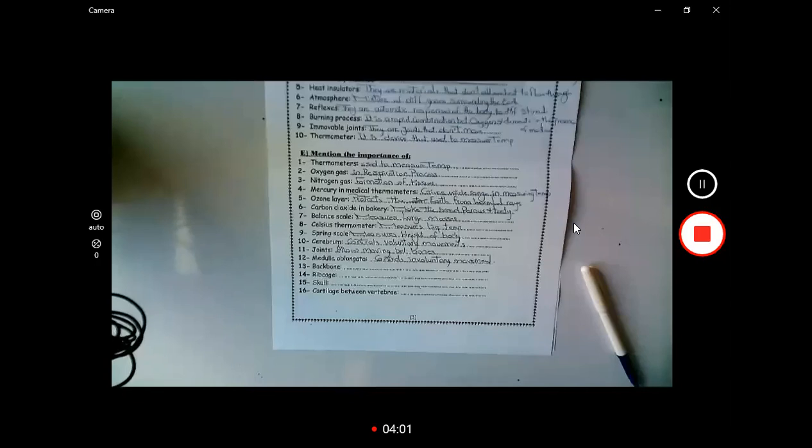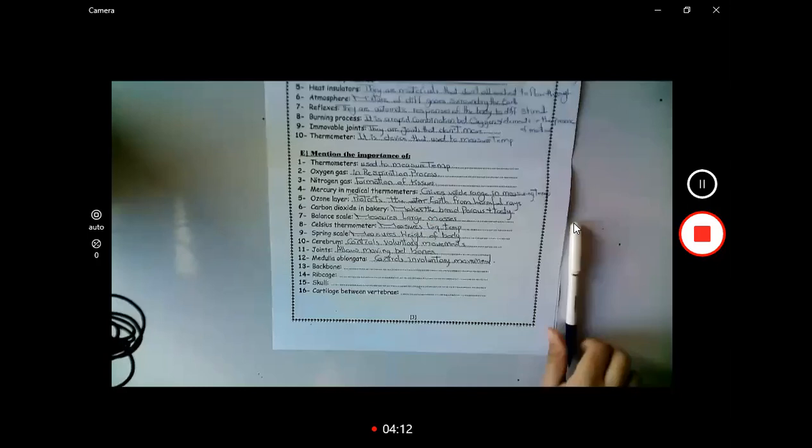Carbon dioxide in bakery. Carbon dioxide makes the bread porous and tasty. Balance scale, it measures large masses. The balance scale is a device, it is important, used to measure large masses.